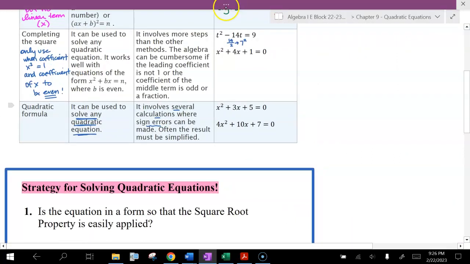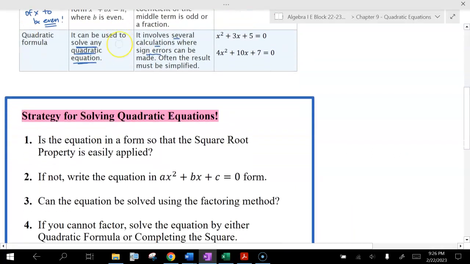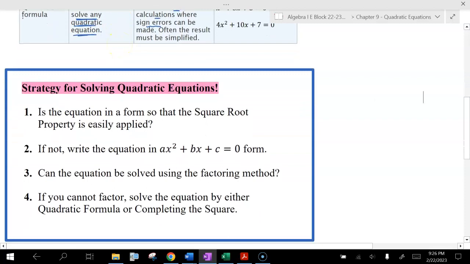So now let's talk about an overall strategy for solving quadratic equations. How are we going to know which method to use? The easiest and quickest method is the square root method. So if you can use the square root property, use it. Try that first. You know here that you're only going to have a squared term and a constant, and if that's the case, then you can use the square root property to solve for your variable.